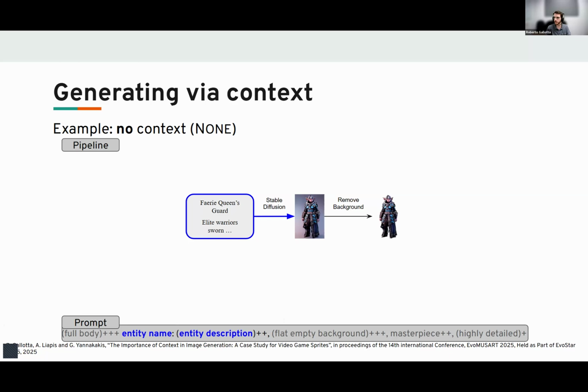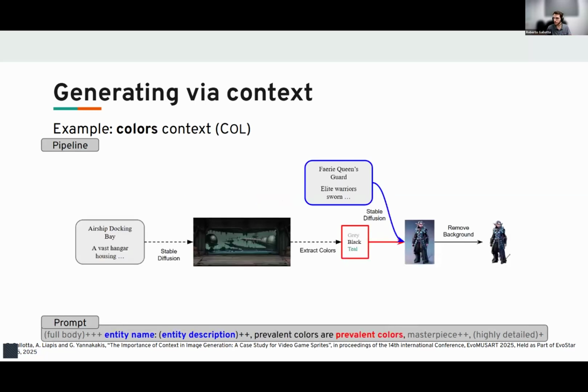So just to show an example, if there is no context, your sprite is generated just with its name and description. But if you have, for example, a background image, you can extrapolate the dominant colors of that image, convert them into natural language, and then pass those to your Stable Diffusion model to better reflect where the entity is supposed to be in your game.